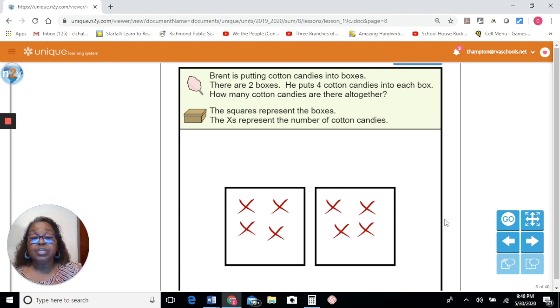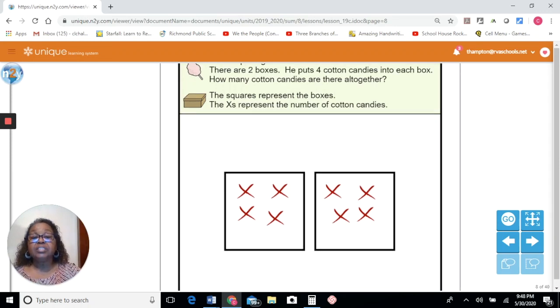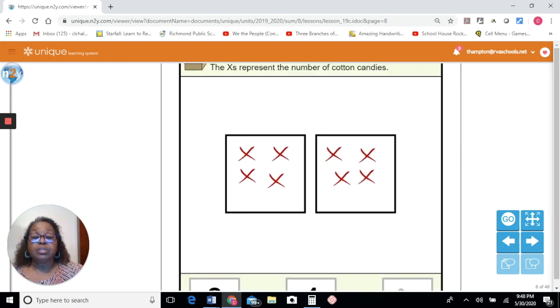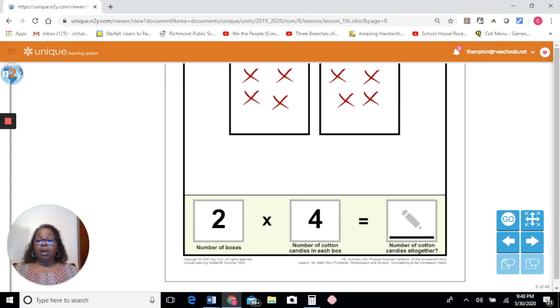And so the question is, to solve this, how many cotton candies are there altogether? To find out how much there are altogether, you could say 4 plus 4. Let's take the shortcut and use a multiplication problem and go 2 times 4.